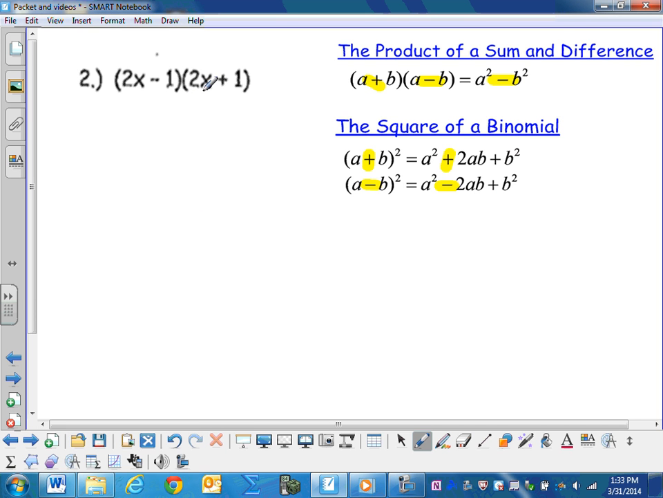2x minus 1 times 2x plus 1. This is the product of a sum and difference. The only difference is this sign here. One's a sum and one's a difference. A equals 2x and b equals negative 1 or 1. So my pattern is a squared minus b squared. A squared is 4x squared and b squared is 1.